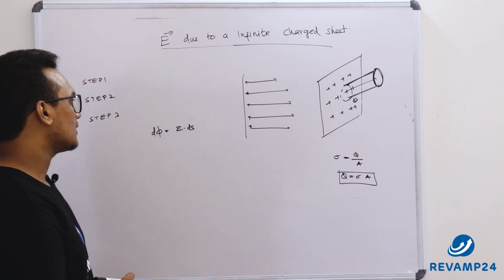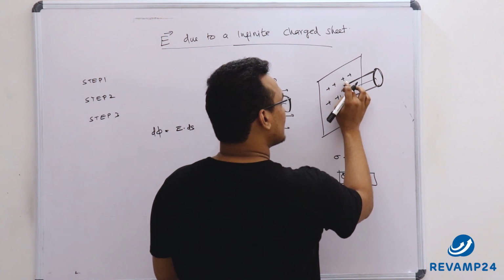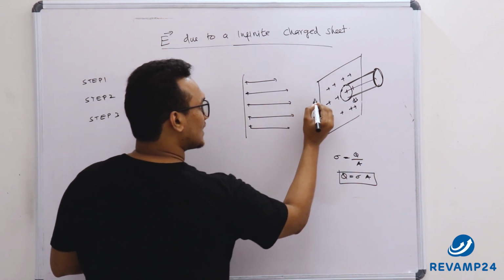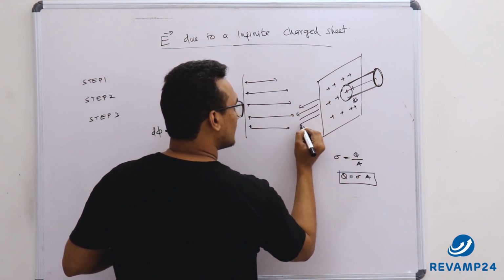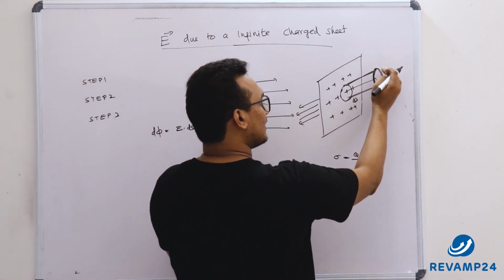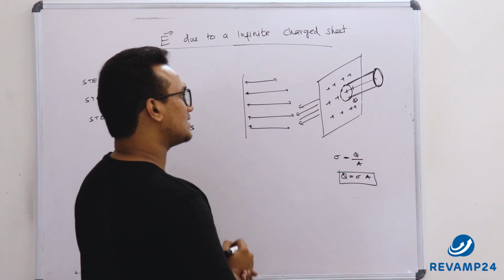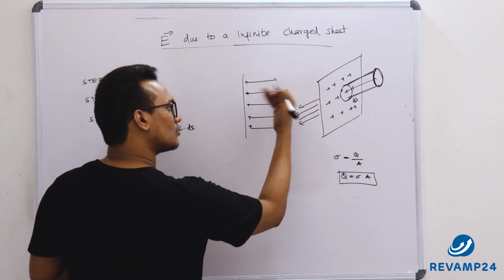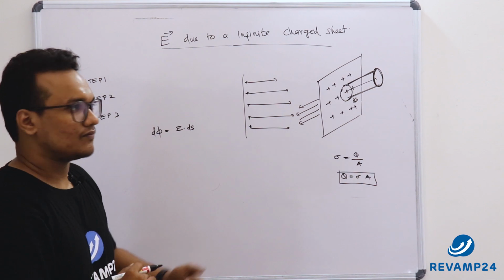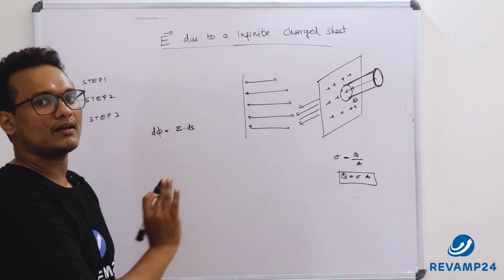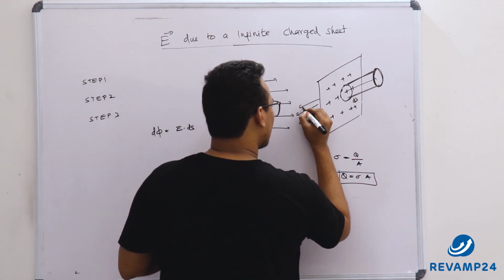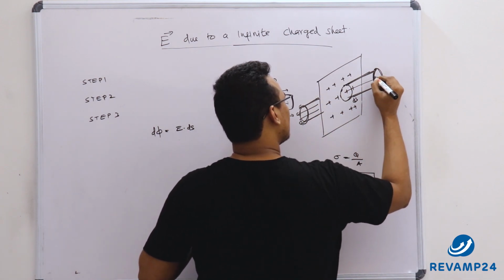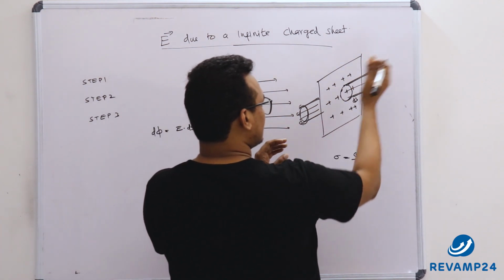But here the problem is, it looks like it has enclosed the charge in ds, but from the other side of the sheet there will be flux leakage. If you consider a Gaussian surface in this way, we are only considering half of the flux; the remaining half is going through the other side. With this Gaussian surface, we can't apply Gauss's theorem. So I am going to consider a Gaussian surface here, a cylindrical section. It's three dimensional.